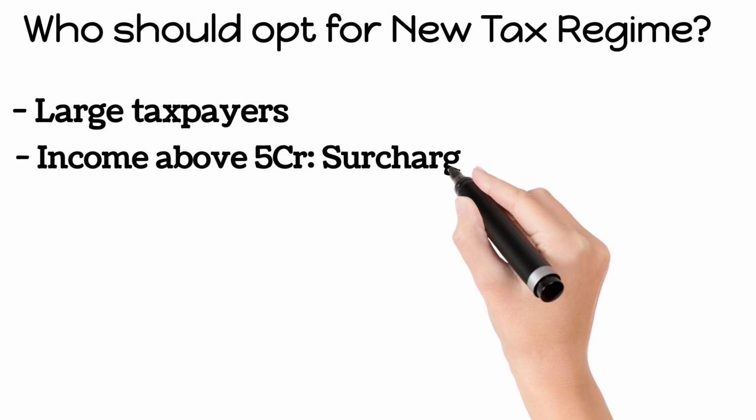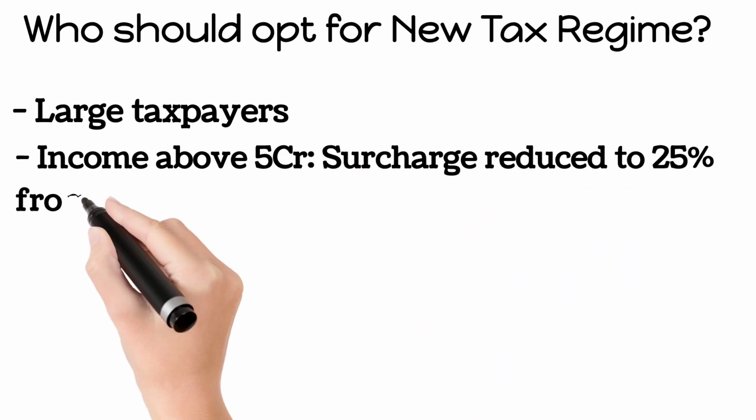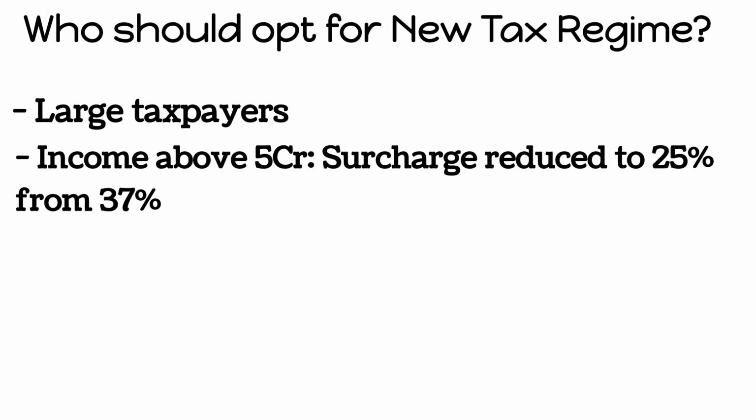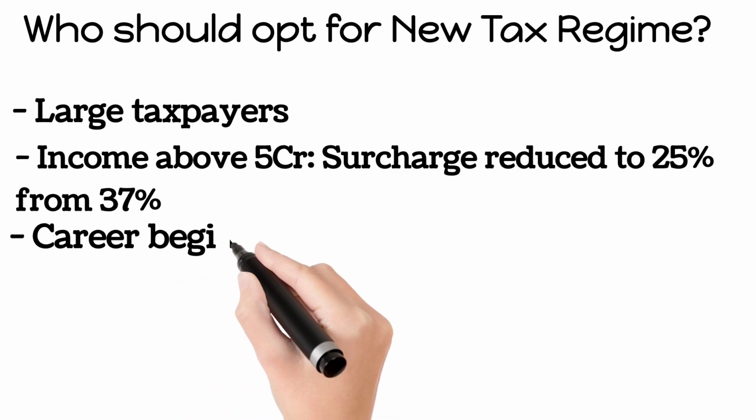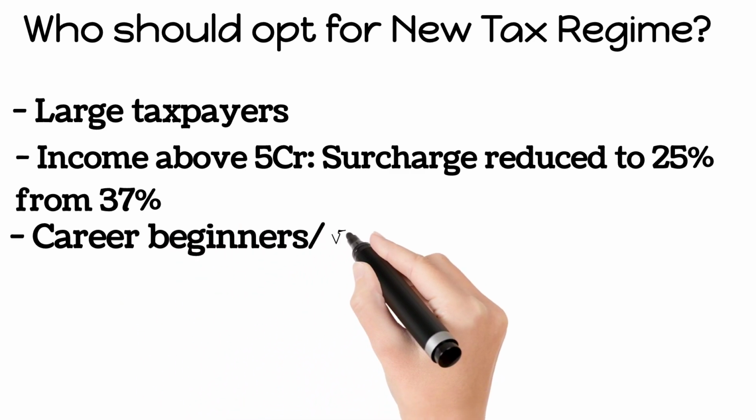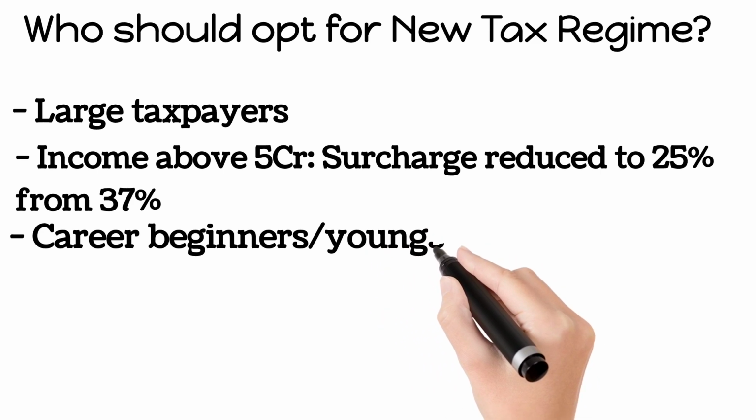Who should opt for the new tax regime? The large taxpayer will be happy with the new tax scheme, as the surcharge rate under the new tax scheme for people having income above rupees 5 crore has been reduced to 25% from the current 37%, which will save a significant amount of money for these people.